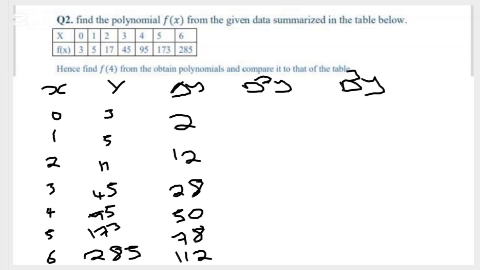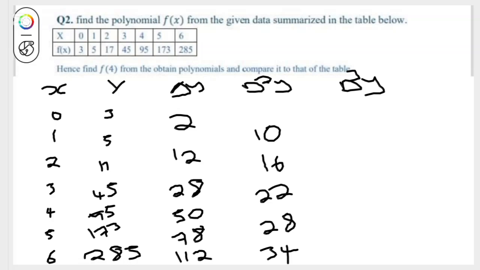Also 285 minus 173, so I'll get 112. So also I'll say 12 minus this, I'll get 10. Also this minus this, I'll get 16. Also this minus this, I'll get 22. Also 78 minus this, I'll get 28. Also this minus this, I'll get 34. And also this minus this, I'll get 6. This minus this, I'll get 6.